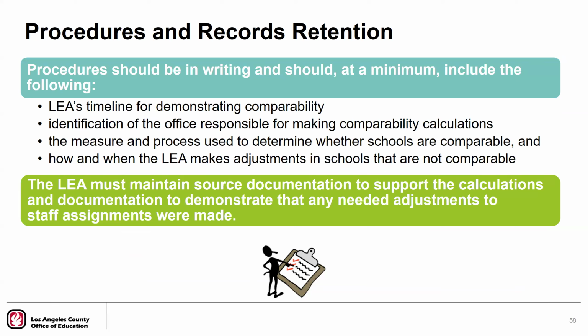So as mentioned, LEAs must develop written procedures for compliance with comparability requirements. And so these procedures should include the LEA's timeline and process for demonstrating comparability. Also, the office responsible for completing the calculations, and a description of how and when adjustments are made in schools that are not comparable.